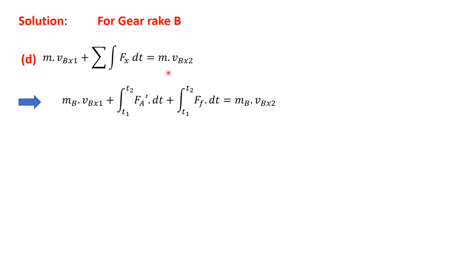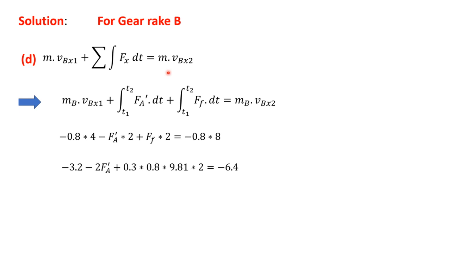And plus the FA, which is going to be negative now because it's going to be opposite to the first case, multiplied by the time of 2 seconds, plus the friction force multiplied by 2 seconds is equal to negative 8 multiplied by the mass of 0.8. Okay, it's going to be this equation. Now in this equation, once again, the FA and the FF are unknown. Anyway, we're going to put everything in.